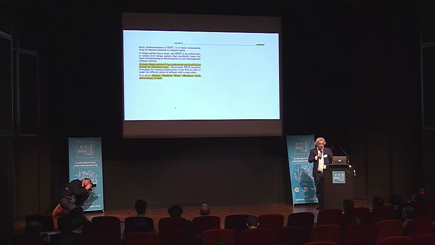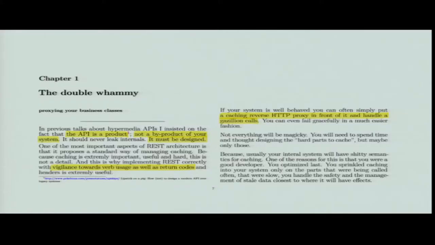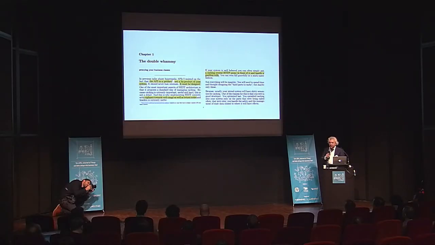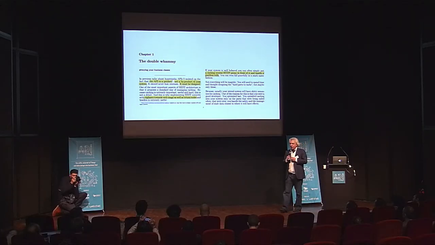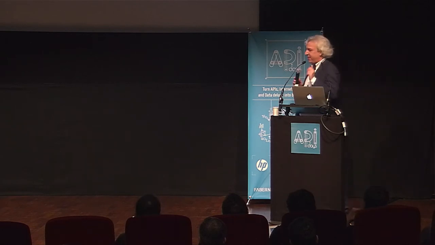So again, let's go to some anecdotes. We'll start with the double whammy. These are just names I invent to be charming. In previous talks, I insisted on the fact that the API by itself is a product, not a byproduct of your system, and that it wants to be designed. When you're designing an API, we can imagine you will want to have clients for it. Either you know how to do caching, and then you can have a lot of clients and it's not really expensive, or you don't, and then it's very expensive and doesn't work.